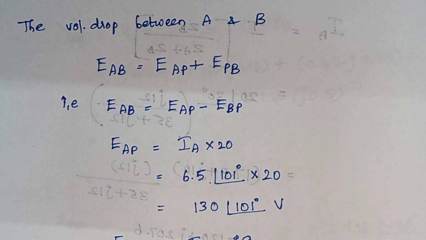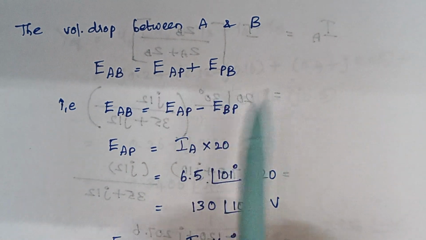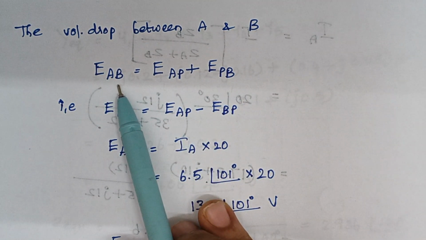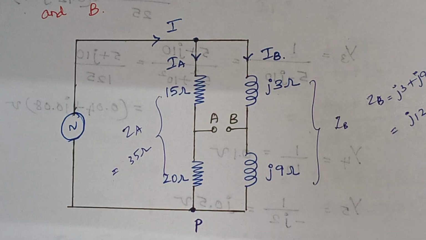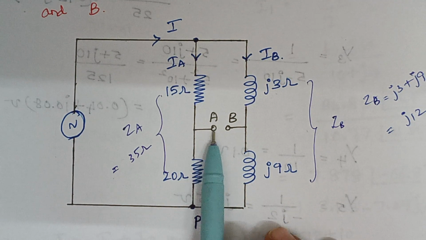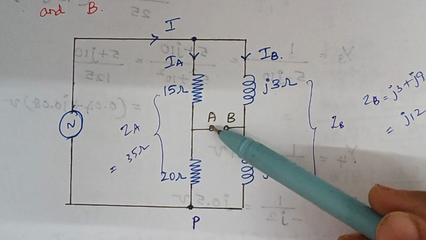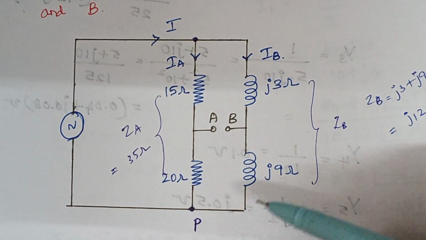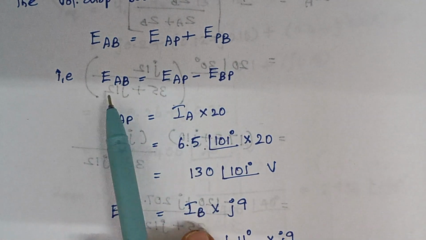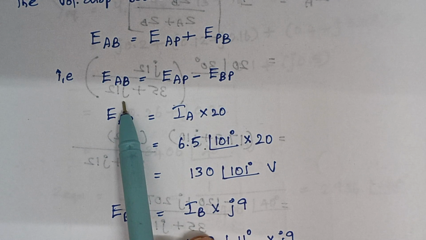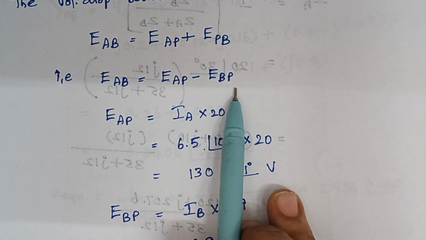Here we are asked to calculate the voltage drop or potential difference between the points A and B. So EAB can be written as EAP plus EPB. Let me show you how. The potential difference between these two junctions, EAB, is EAP plus EBP. Then EAB can be written as EAP, and since I am just reversing, minus EBP.